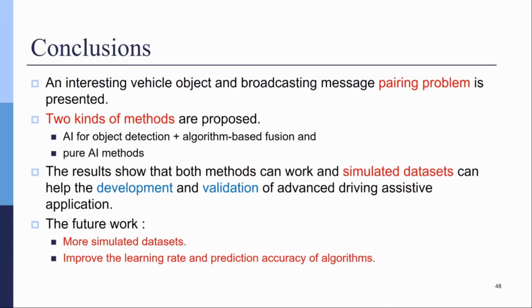In this speech, we discuss an interesting vehicle object and broadcasting packet pairing problem. Two methods are proposed. One is AI for object detection plus algorithm-based fusion, and the other is an almost AI method. With simulated data set, we show that both methods can work.